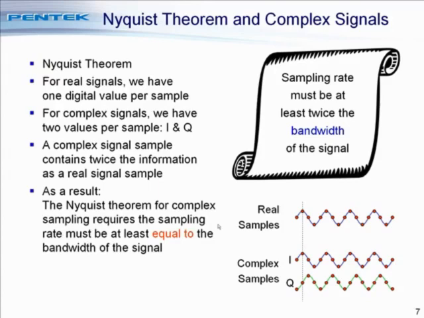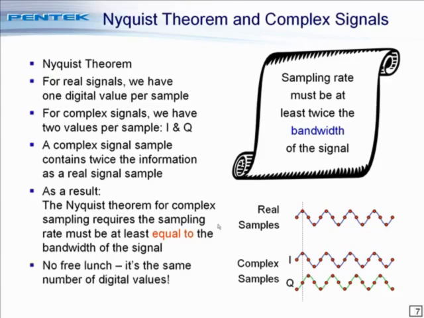As a result, the Nyquist theorem for complex sampling requires the sampling rate only to be at least equal to the bandwidth of the signal instead of twice the bandwidth of the signal. There's no free lunch here. It's just the same number of digital values. For each real sample, I get one value, and so I need to sample at twice the bandwidth. For each complex sample, I get two values, and so I need to only sample at a frequency equal to the bandwidth.